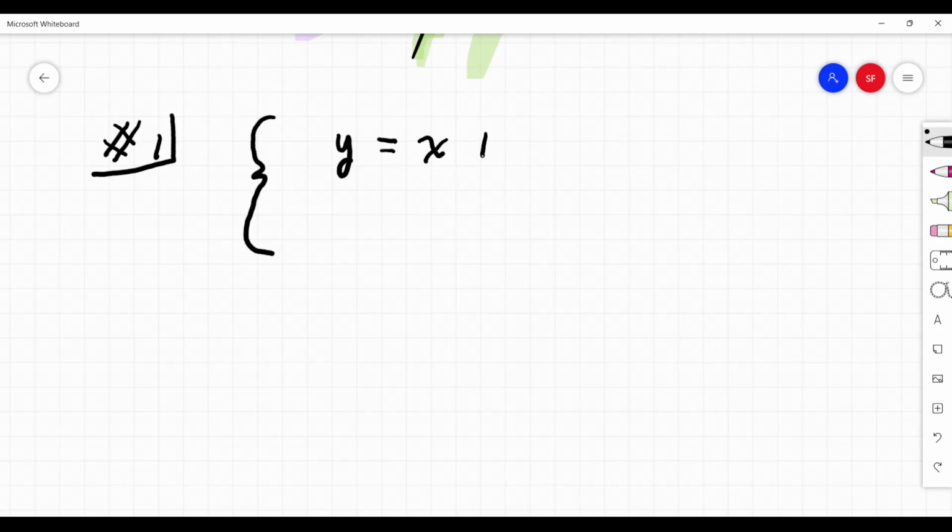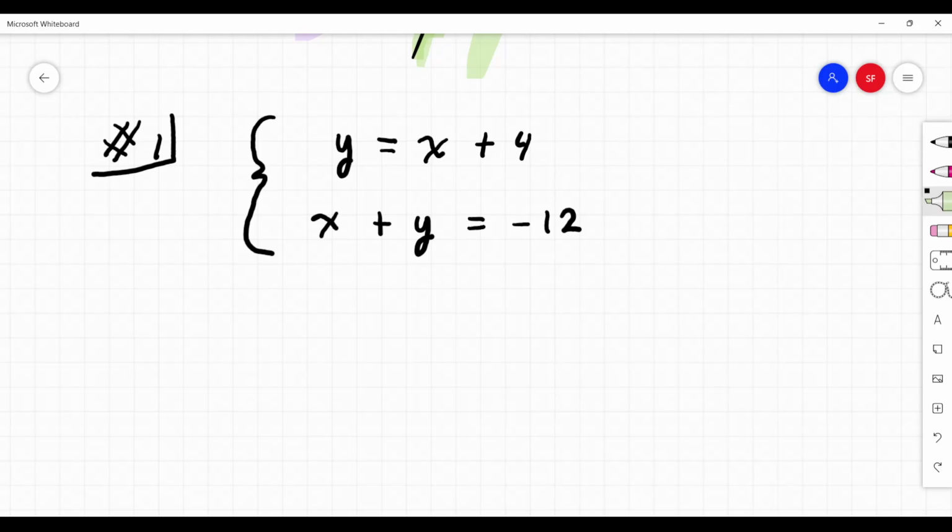y equals x plus 4 and x plus y equals negative 12. So they give us the option to solve this one with substitution or elimination. If I was making this test and telling you how to solve it, I would say solve it by substitution. So let's do it that way.